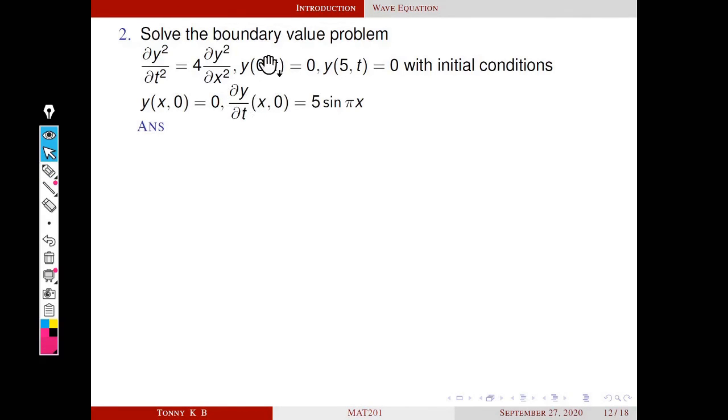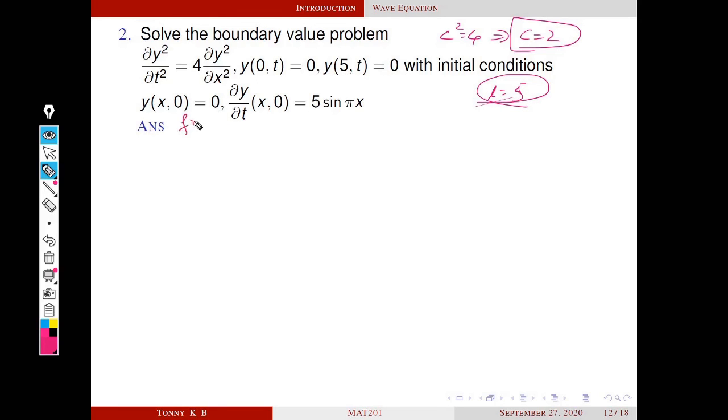Next problem, solve the boundary value problem. Partial d²y by dt² equals 4 times partial d²y by dx². This is our wave equation, with these two boundary conditions and two initial conditions. Here c² is given. Here c² is 4, which implies we can take c as 2. Here L is 5 because y(5,t) is 0. That means L equals 5.